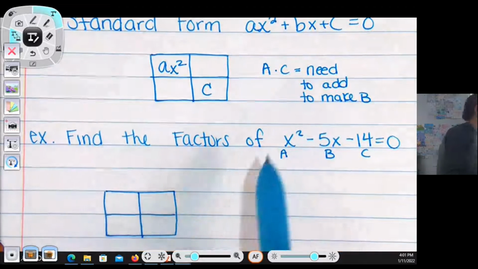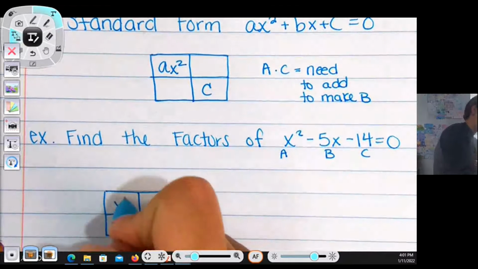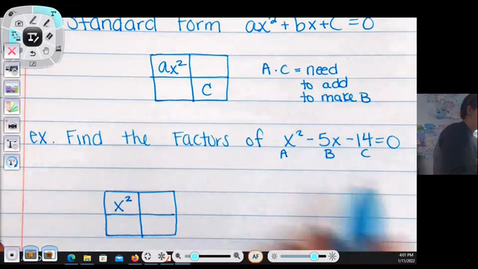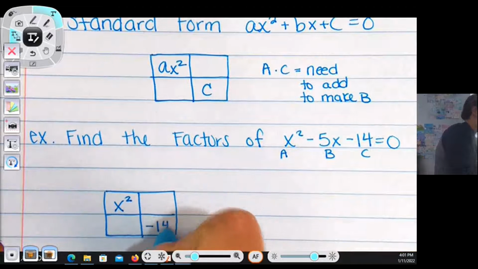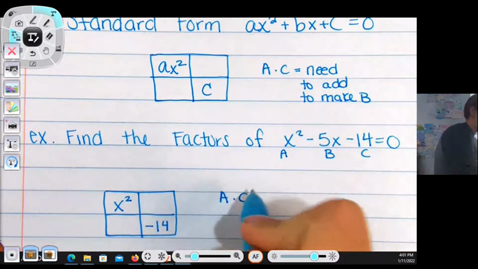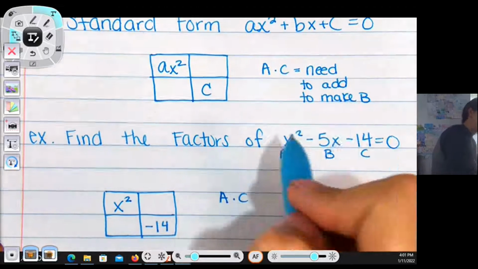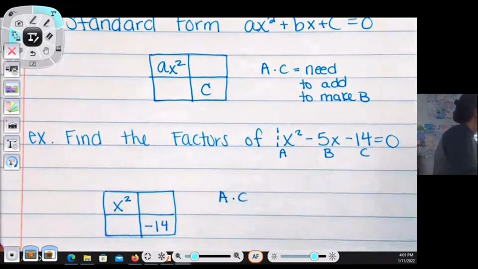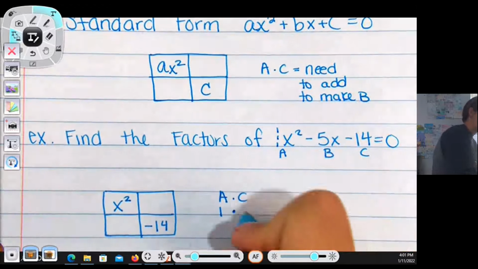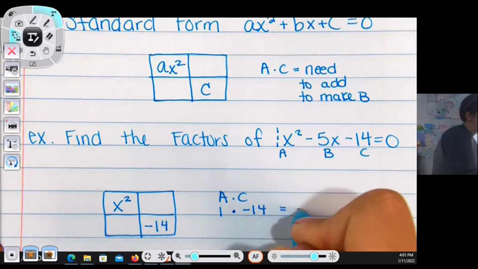The first term is going to go in the first box, so my first term is x squared. The last term, which is c, is going to go in the last box, which is negative 14. And off to the side, you're going to take your a and multiply it by your c. Now, you're not literally taking x squared. You're taking the value in front of x squared, the coefficient, which is 1. So I'm going to take 1 and multiply it by my c value, which is negative 14. 1 times negative 14 is negative 14.